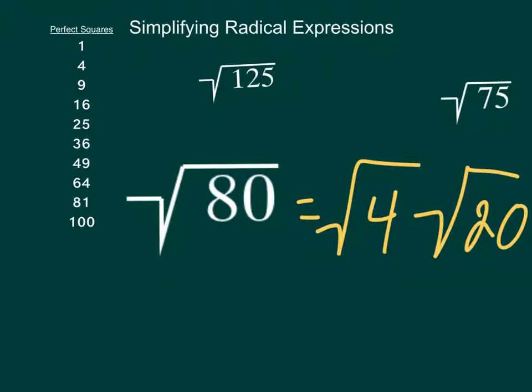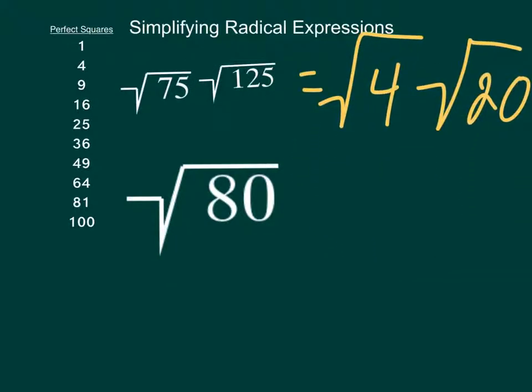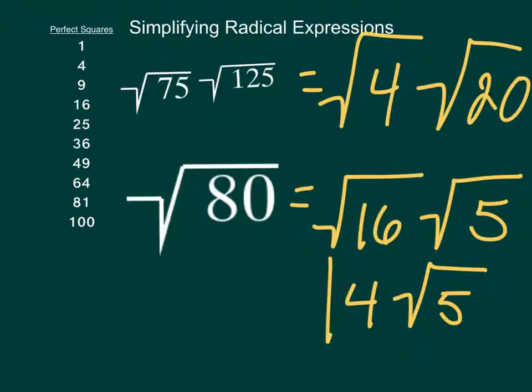So, instead of using 4 times 20, I'm going to look for a bigger perfect square. And you will notice that 16 will go into 80 also. So, the best way to do this problem is to start with 16. 16 times 5. Because now, the square root of 16 is 4, and I'm left with a square root of 5, which is irrational. Thus I have 4 root 5 as my answer.